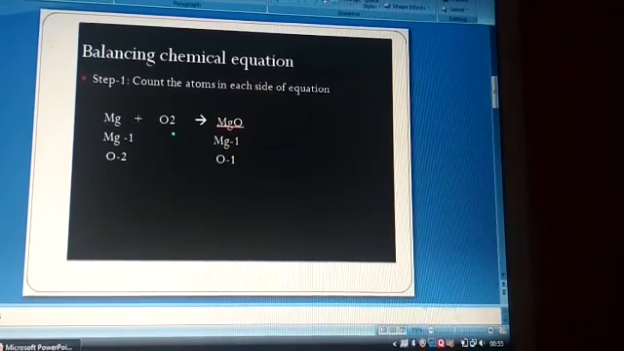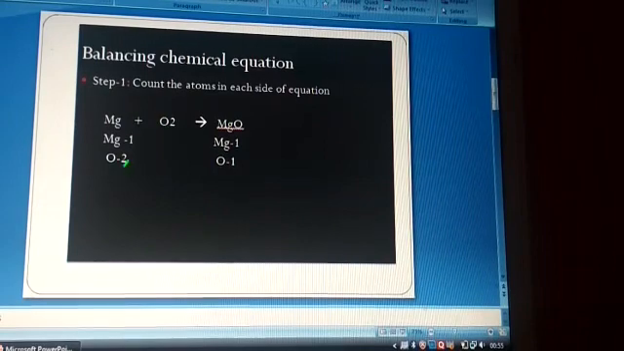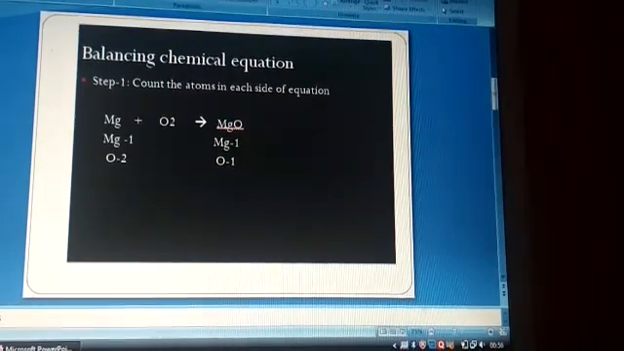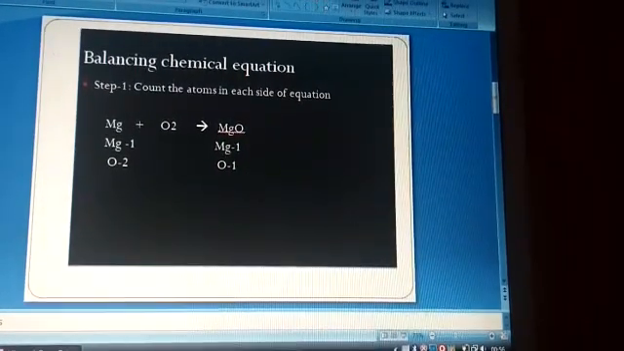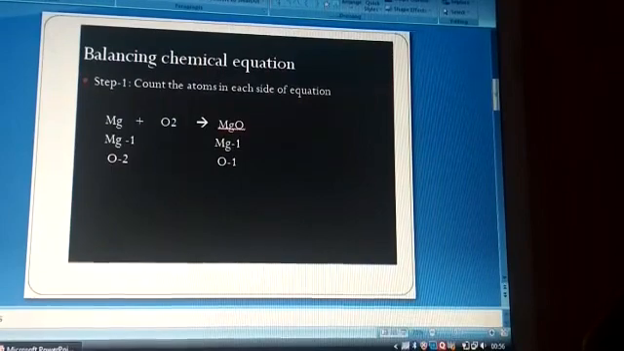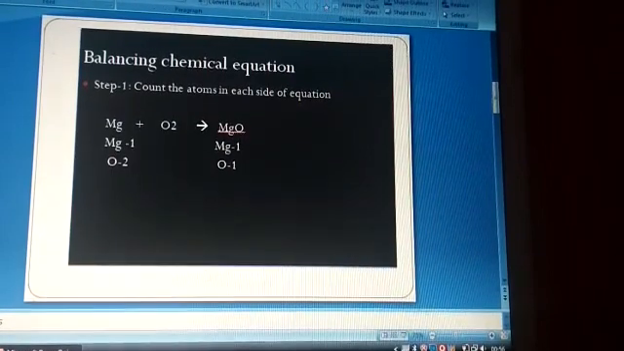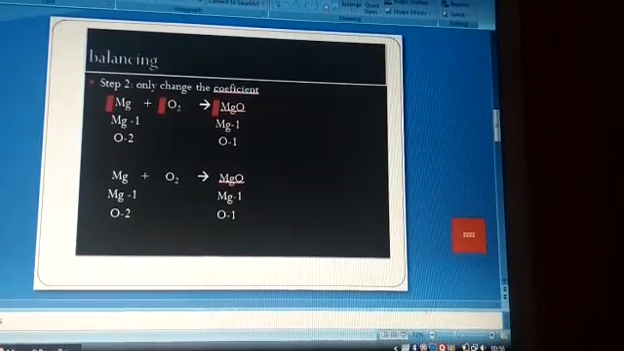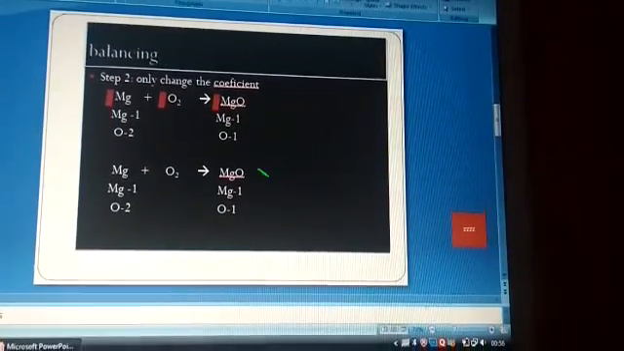But when we see oxygen, on the reactant side it has two atoms, but on the product side it has only one atom. So we have to balance oxygen here. Okay, so we will balance, but before balancing we will see the next step. Next step is how to balance this equation.